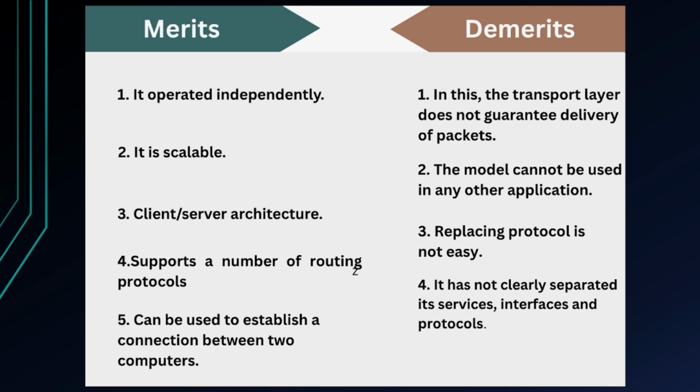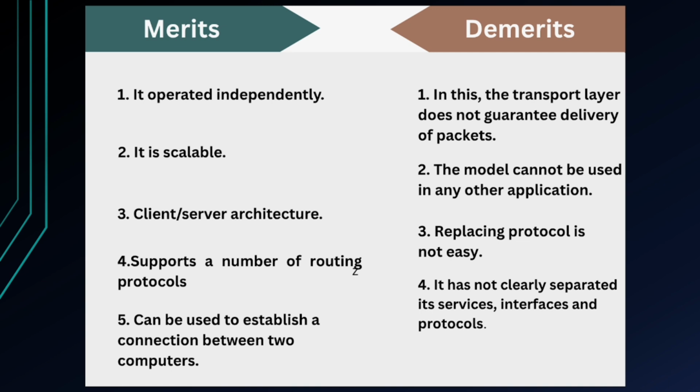Third, it uses a client-server architecture. This means clients request information and servers provide it, making the system organized and efficient. Simple. Fourth, it supports a number of routing protocols. Different routing methods like OSPF and EIGRP help find the best path for data. Fifth, it can be used to establish a connection between two computers. Any two computers anywhere in the world can communicate with each other using TCP/IP.